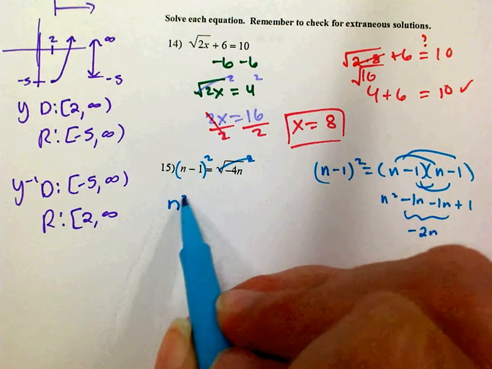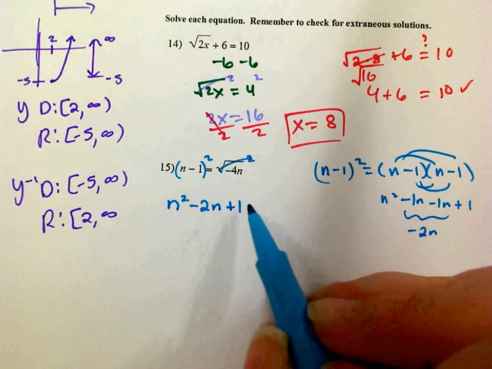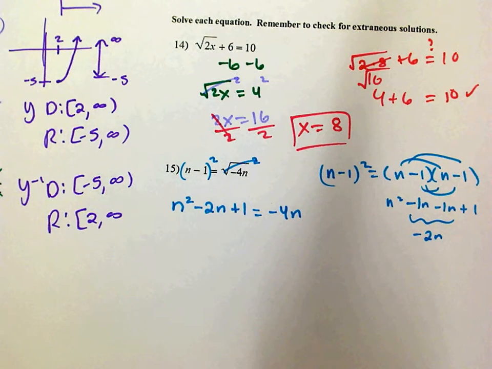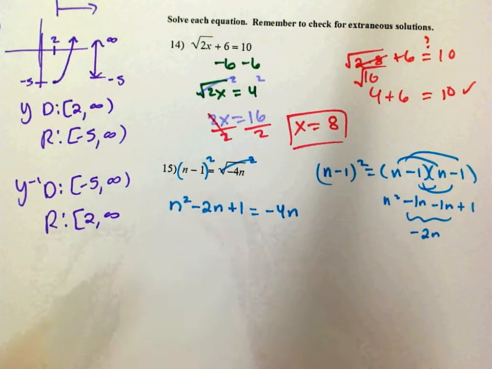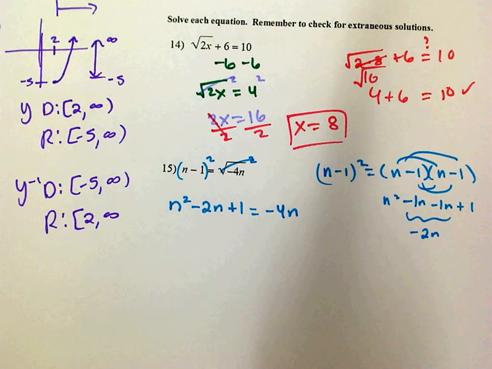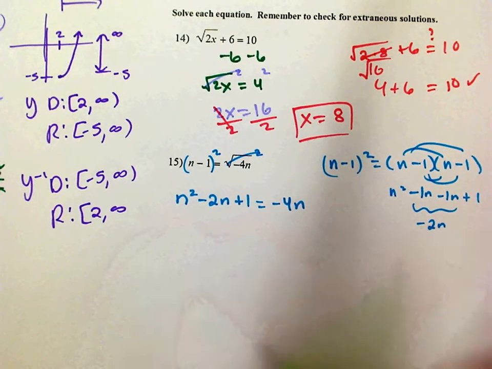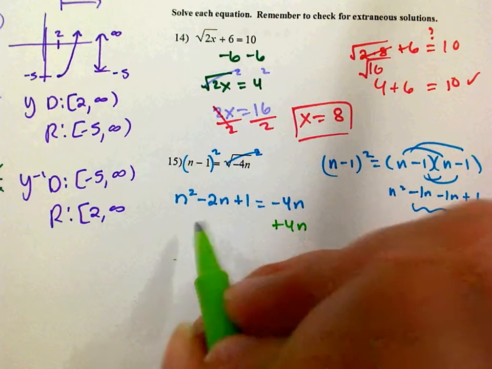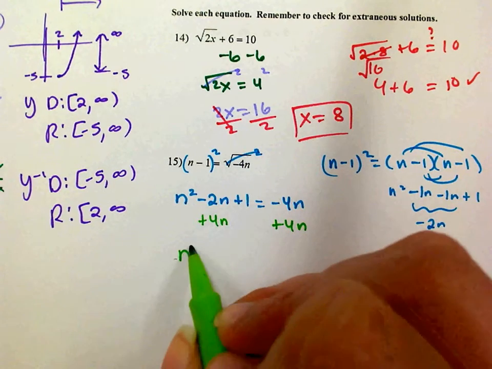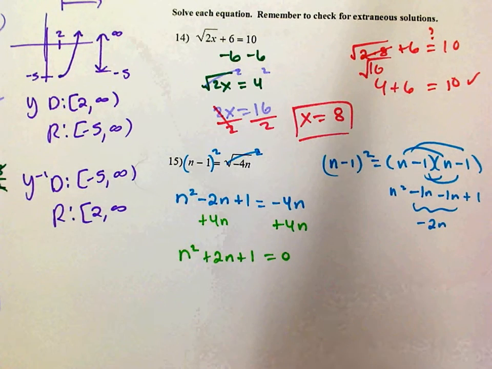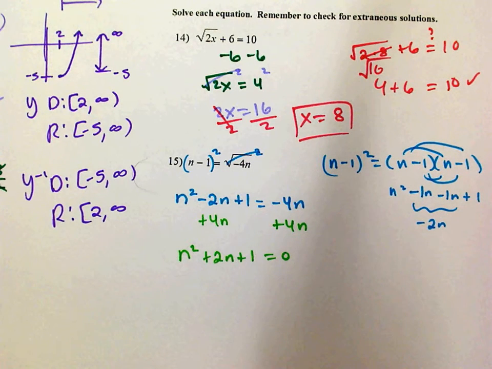Okay, so the idea is to get rid of the square roots. By squaring both sides, when I square the left-hand side, I have to FOIL that out or distribute it. And now I have this whole expression. What I need to do is get everything on the side of the square. So I'm going to add 4n and have n squared plus 2n plus 1 equals 0. And what I want to do is try and factor. So find factors of 1 that add up to 2. I think of 1 and 1. So you could say n plus 1 times n plus 1, or n plus 1 squared, which means n equals negative 1.